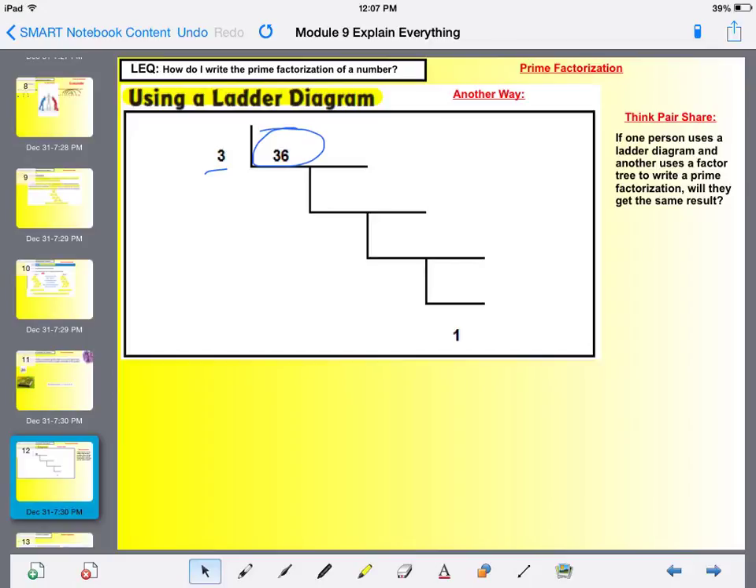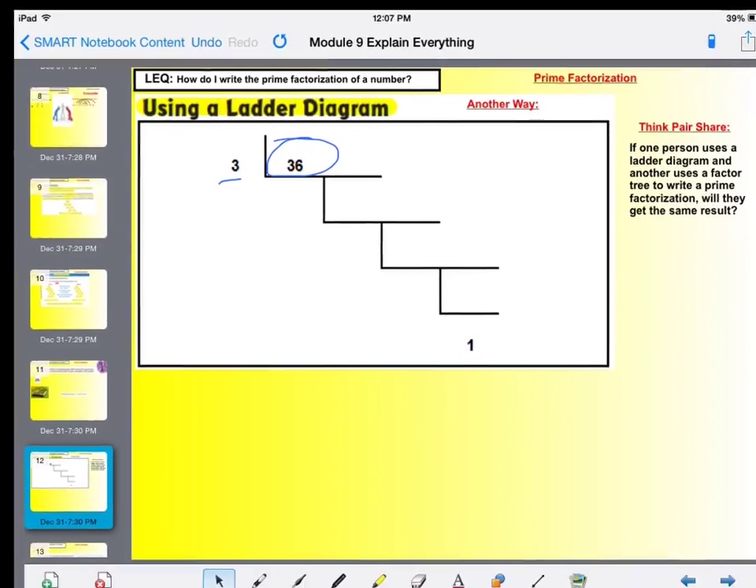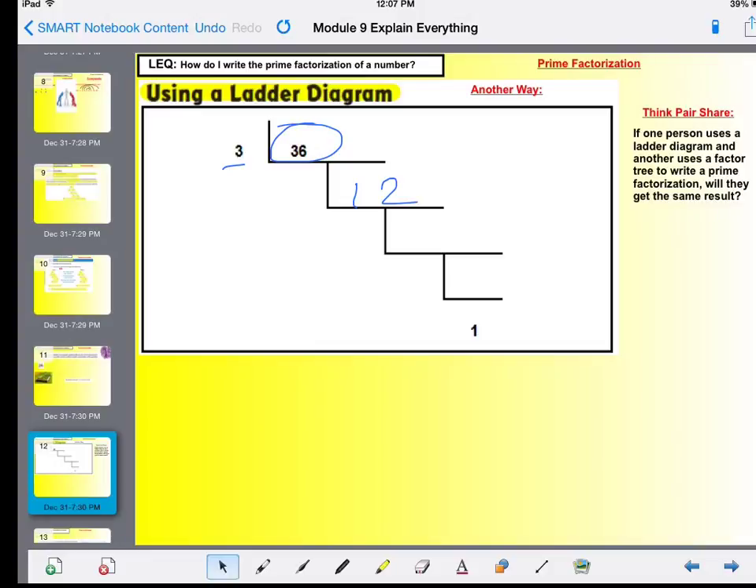All the composite numbers go inside the step, and all the prime numbers go outside the step. So when we did 36 divided by 3, we ended up with 12. And now we're thinking of a prime number that we can put outside that we can divide 12 by. So you can use 2, you can use 3. Let's go ahead and stick with 3. Again, the composite numbers go inside the steps and the prime numbers go outside. So 12 divided by 3 gets us 4.